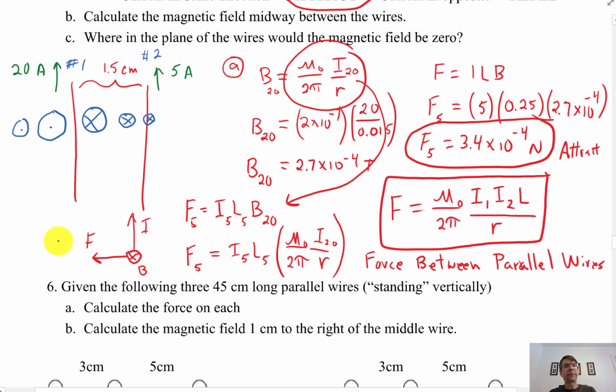Okay, and if you do the same thing, you apply the right-hand rule to the other wire, the force comes out to the right. And it has to, because it has to also be consistent with Newton's third law. They attract each other with equal and opposite force.